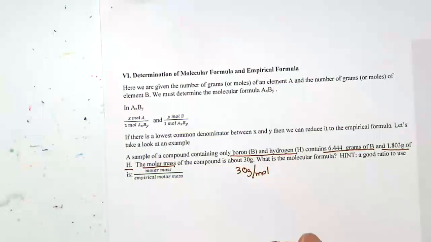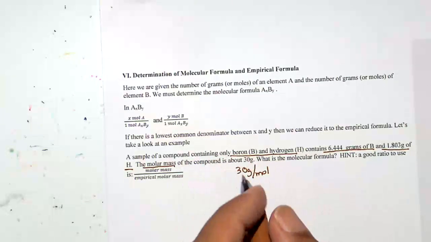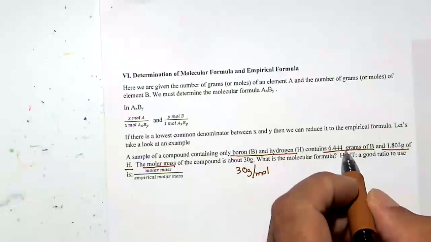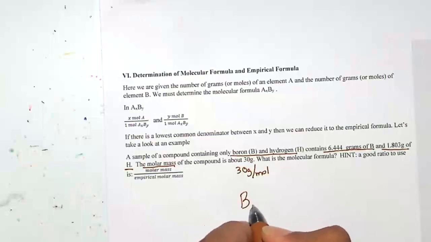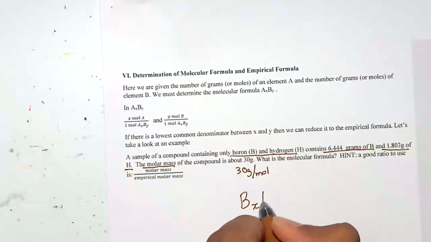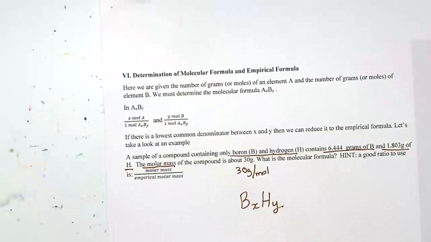So we have an unknown. This is actually done in the field. Imagine you get some drug from the soil, or you isolate a drug, and you want to know its formula. This is one way you can do that. This thing has boron and hydrogen, so it's some formula that has boron and hydrogen.